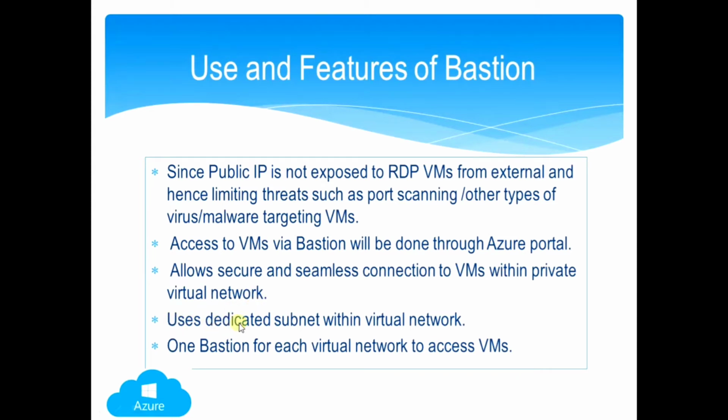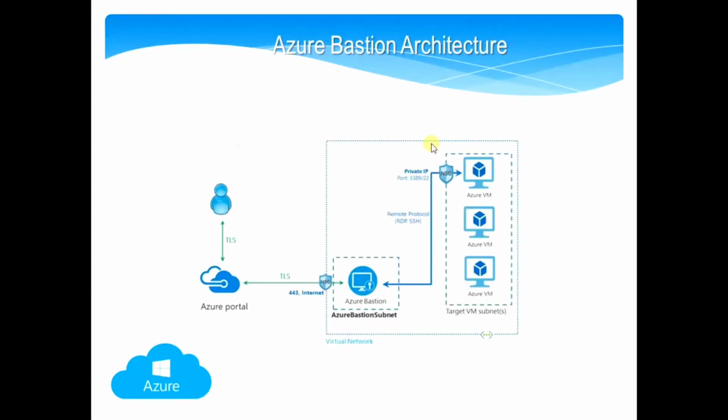Azure Bastion uses a dedicated subnet within the virtual network. One Bastion is needed for each virtual network to access the VMs. It means if we have multiple virtual networks, then for each virtual network one Bastion will be required to access those VMs. Let us now understand the architecture of Azure Bastion.